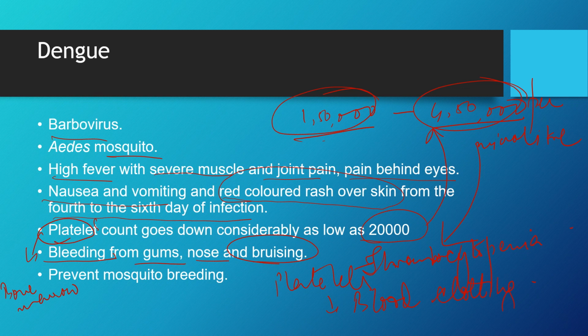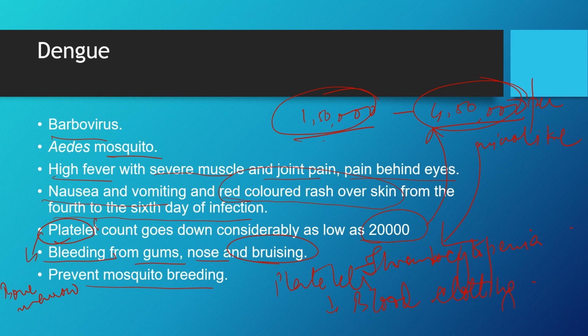So blood clotting is not happening there. Severe bleeding will be happening in the organs, and that will lead to death of the person also. And what are the preventions? So prevention will be the same as that of malaria. We should prevent the breeding ground of mosquitoes. We should use mosquito repellents and all.